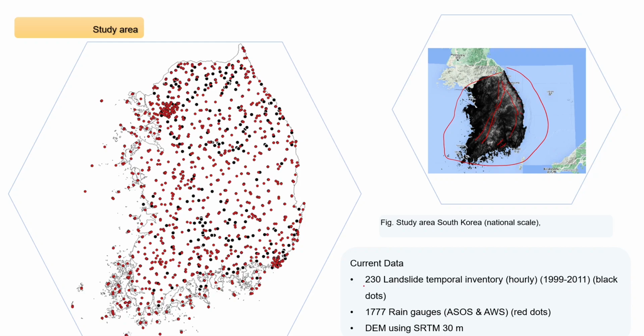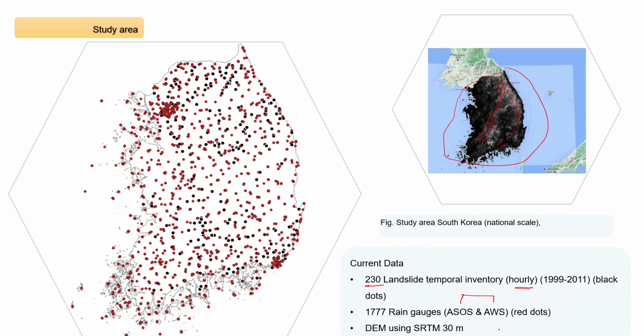Anyway, now we have 230 landslides with a general attribute of hourly, and it's between 1999 and 2011, which are represented by the black dots. You can see here the black dots, and we have rain gauges from two sources, represented by the red dots.